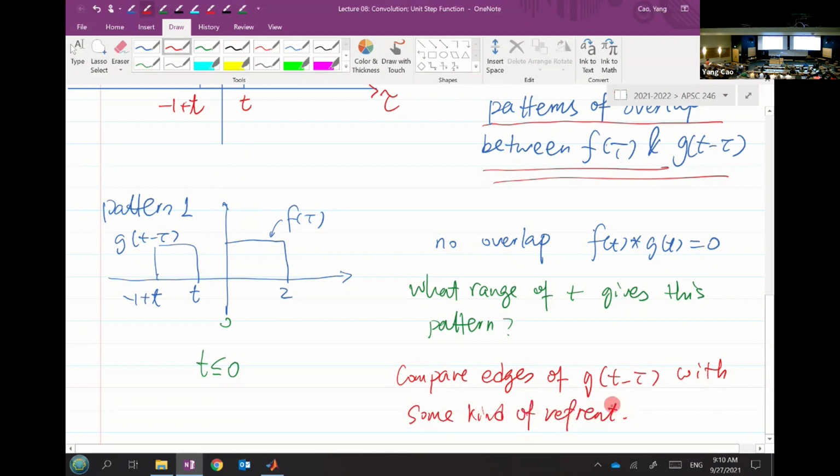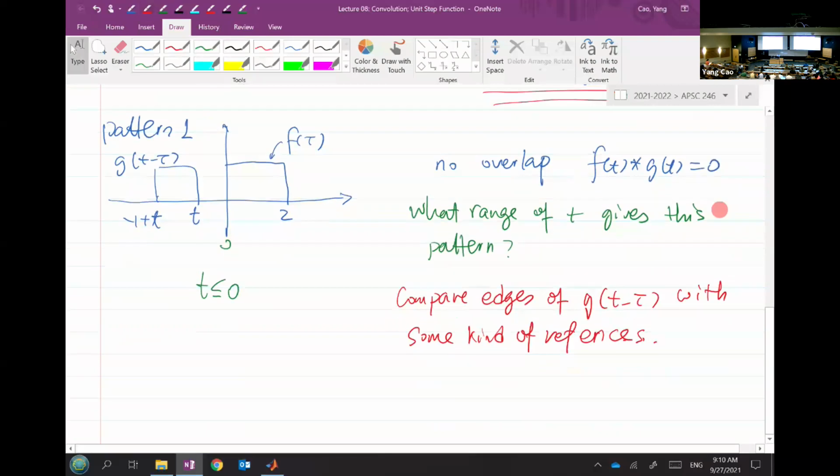So these comments not necessarily only apply to pattern one. It actually also applies to other patterns, okay? So here I'm comparing this edge with this 0 value here, and that's guaranteed, right? This convolution is 0. So there you go. That's your pattern number one, happens when t is less than 0.